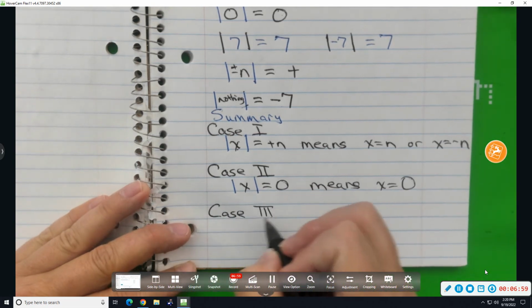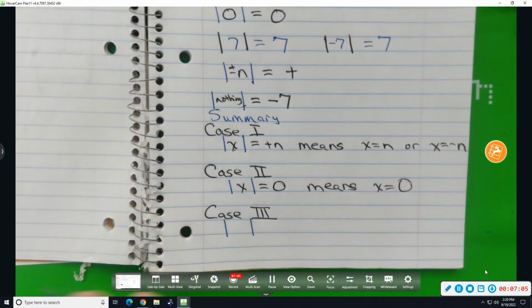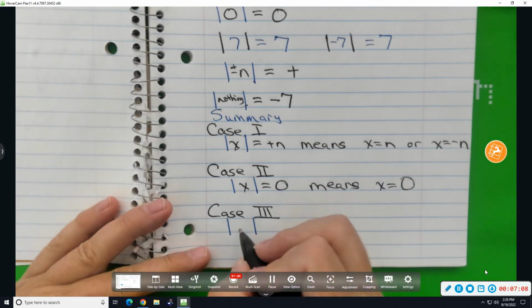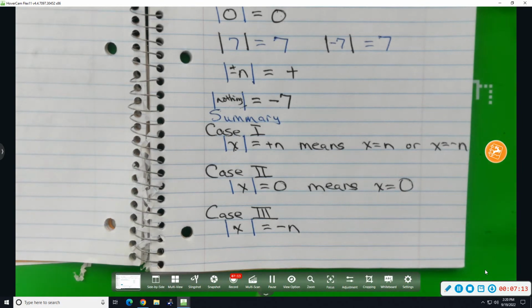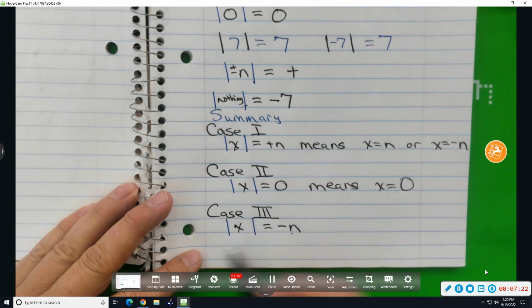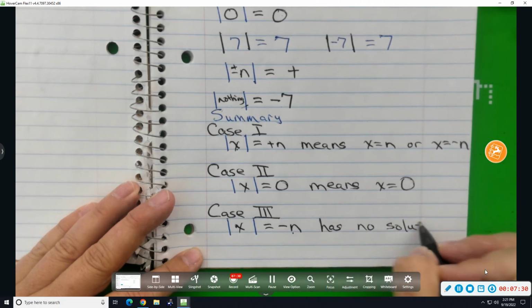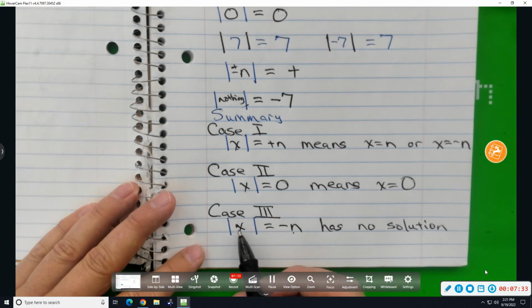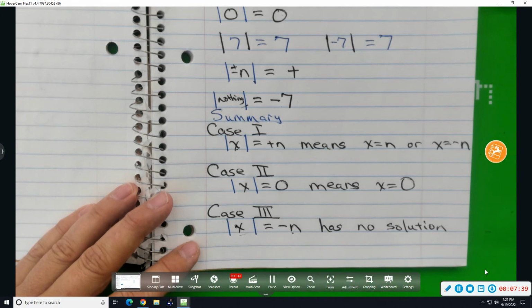Case number 3. If you have an absolute value by itself on one side and it equals a negative number on the other side, what do we know about this situation? Is that going to happen? No, that has no solution. Because no matter what you put inside that absolute value bar, once you take the absolute value of that number, you're not going to get a negative result.